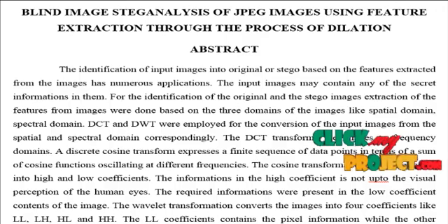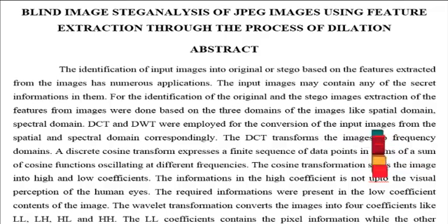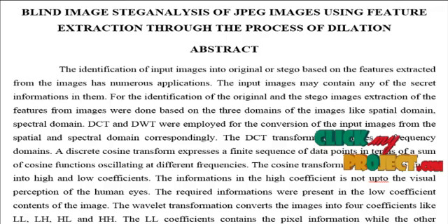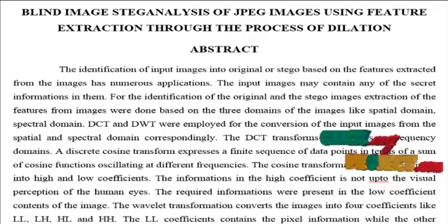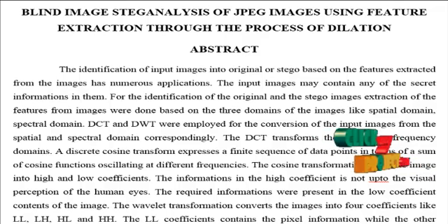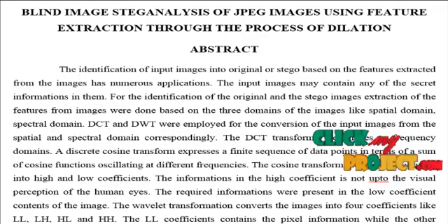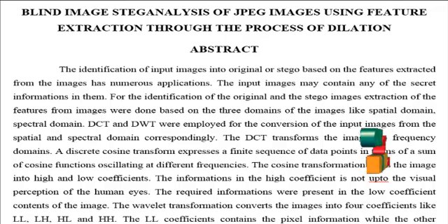The wavelet transformation converts the images into four coefficients: low low, low high, high low and high high. The low low coefficients contain the pixel information, while the other coefficients contain the spectral information. The statistical parameters like mean, standard deviation, energy, entropy, correlation coefficients and histogram were calculated from the signals, and the extracted values were used as features.